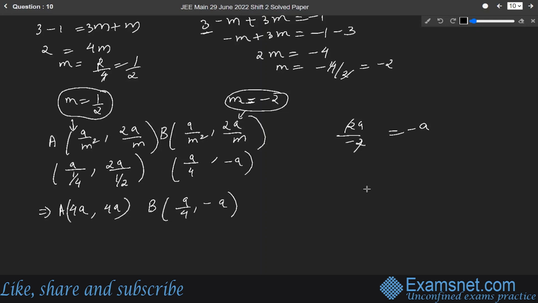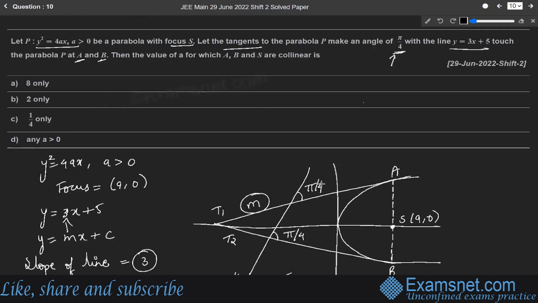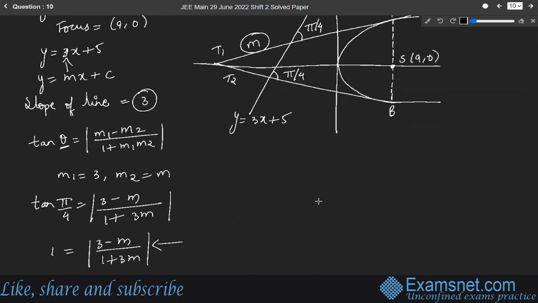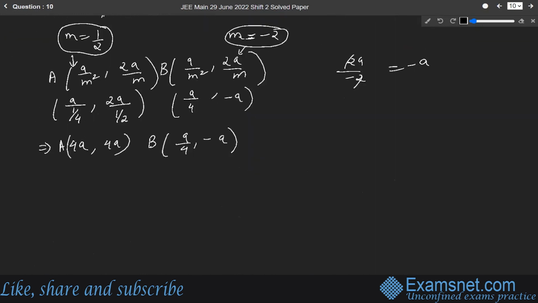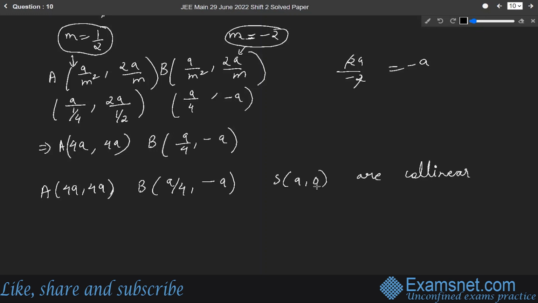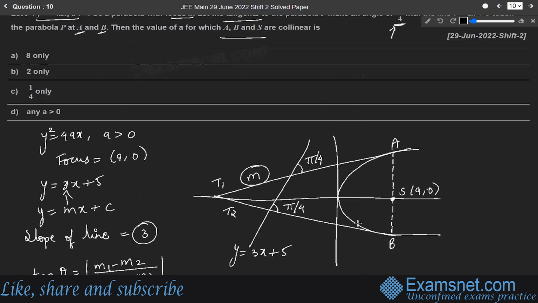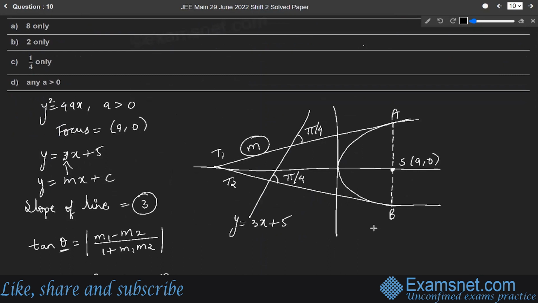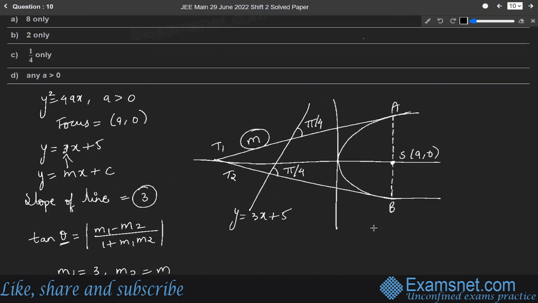It is given that points A, B and S are collinear. So let us write the points. Point A is 4a comma 4a. Point B is a by 4 comma minus a, and point S is the focus, so it is a comma 0. It is given that all these 3 points are collinear. Now there is a very basic concept that we need to understand: when we have 3 different vertices that are collinear, and if they are forming a triangle, then the area of the triangle is always equal to 0.